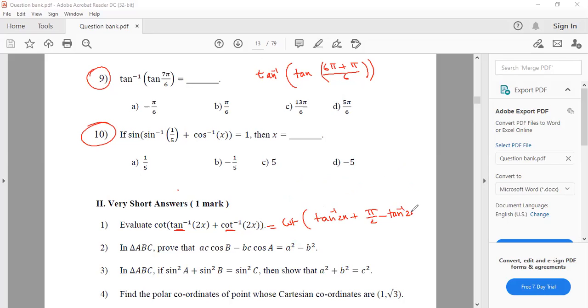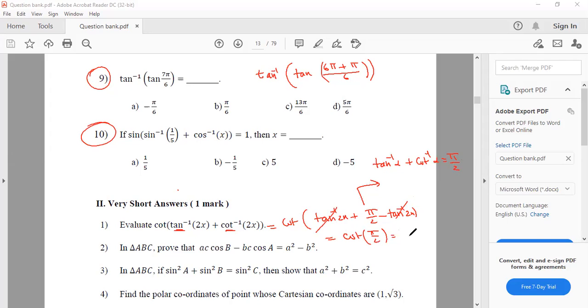How did you get this answer? We converted cot inverse into tan: tan inverse alpha plus cot inverse alpha is equal to pi by 2. So for cot inverse we can put pi by 2 minus tan inverse. So it became cot of pi by 2, which is 0.